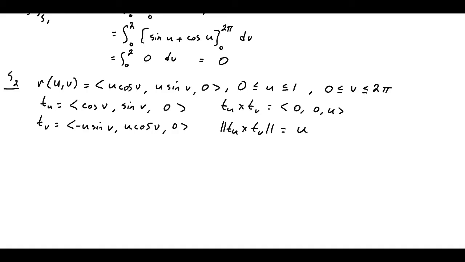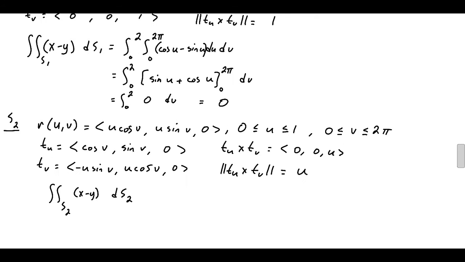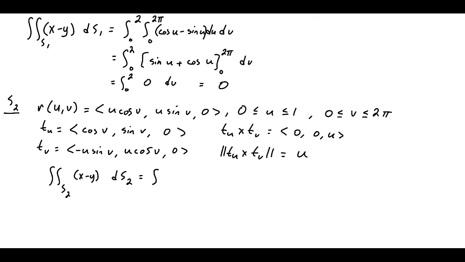Our integral is going to be very similar. So the double integral over surface 2, S sub 2, of the function x minus y will be equal to the integral from 0 to 1 with respect to u of the integral from 0 to 2 pi with respect to v of the function u cosine v minus u sine v.